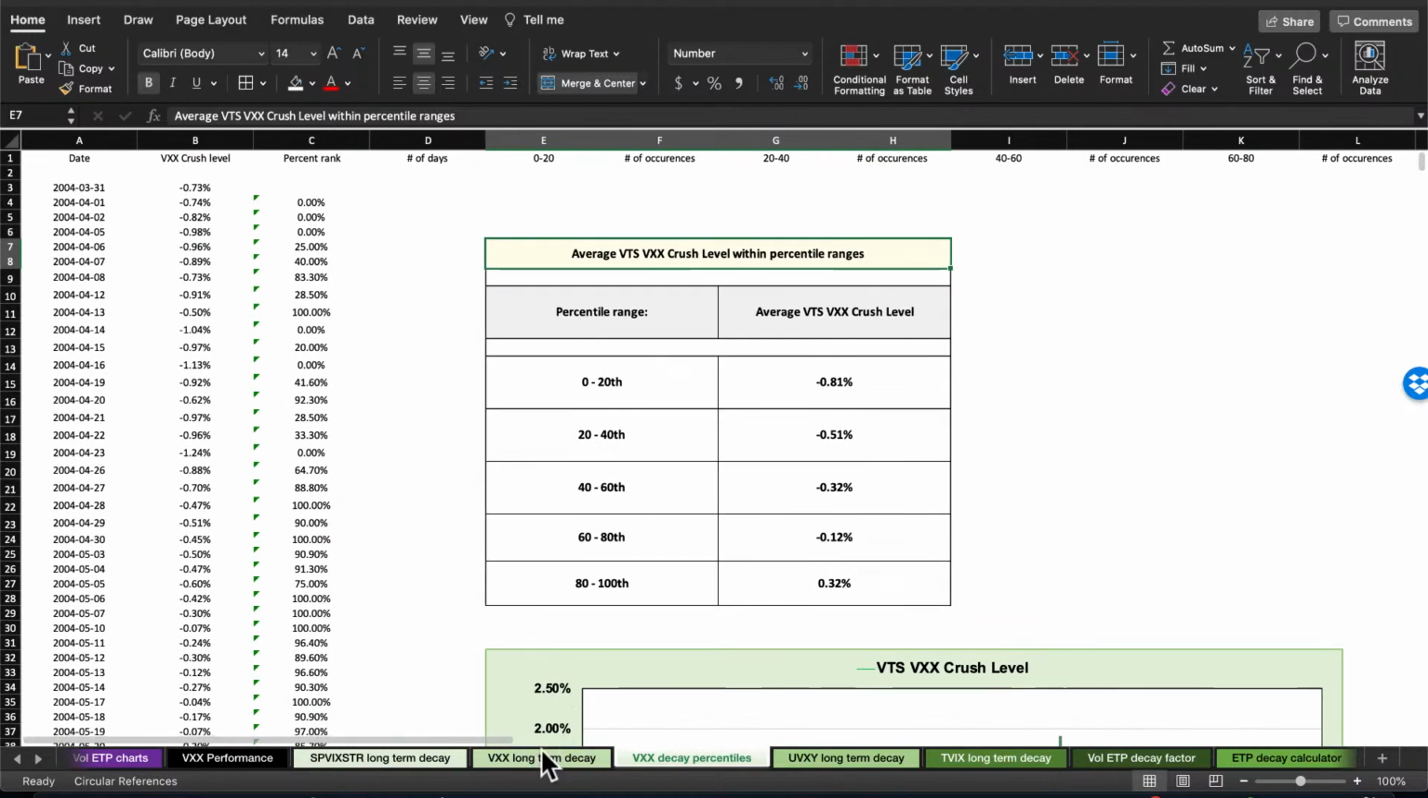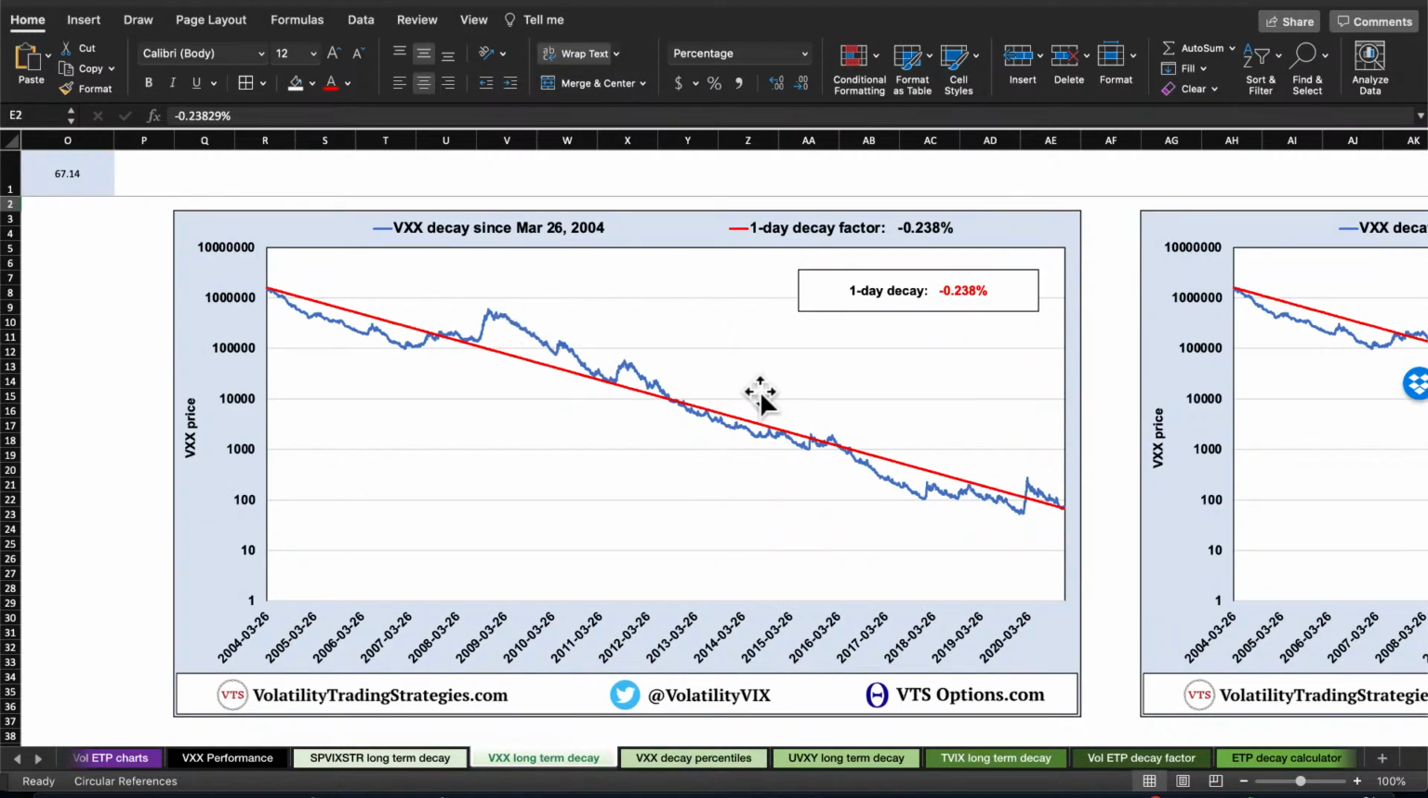But the point is that on a long-term geometric compounding scale, it decays minus 0.238% per day. But that is a very average long-term number that may or may not be valuable to you. If we are in a very high volatility environment, it's certainly going to decay much less than that.